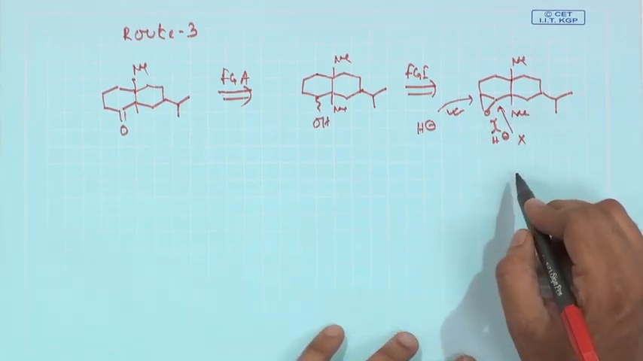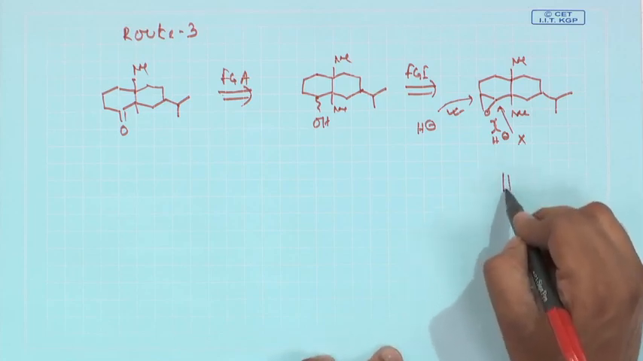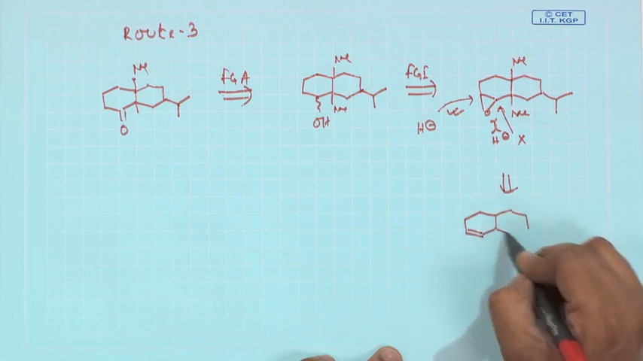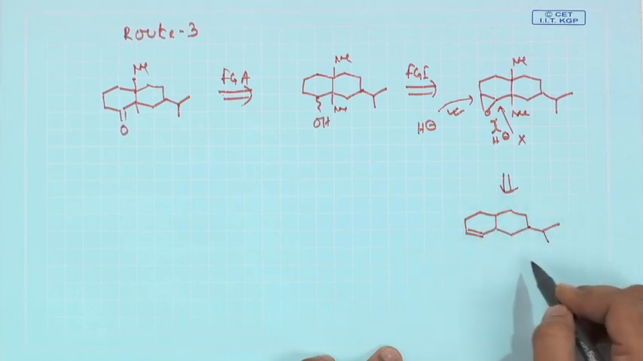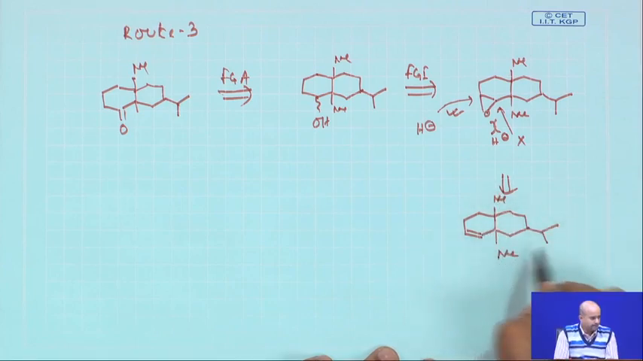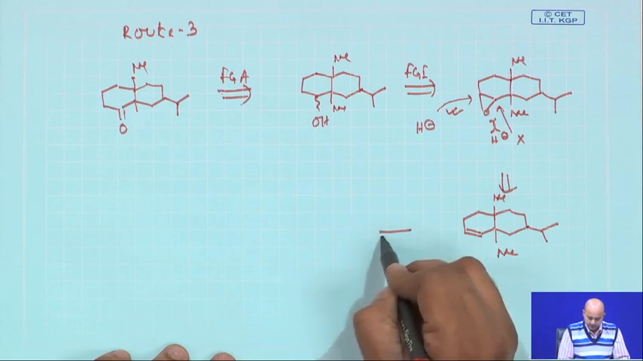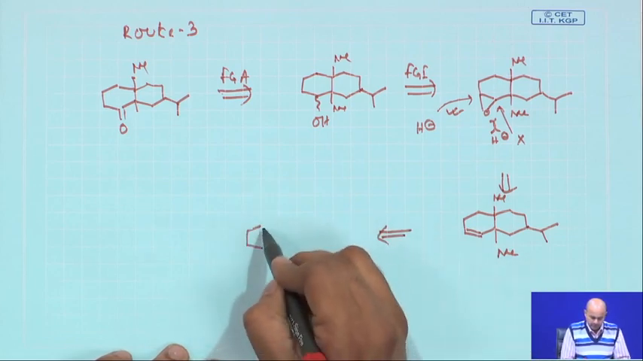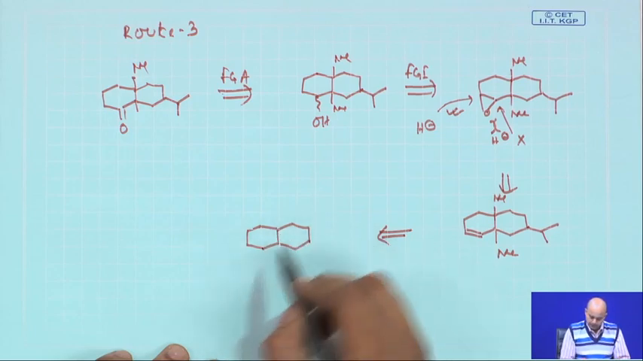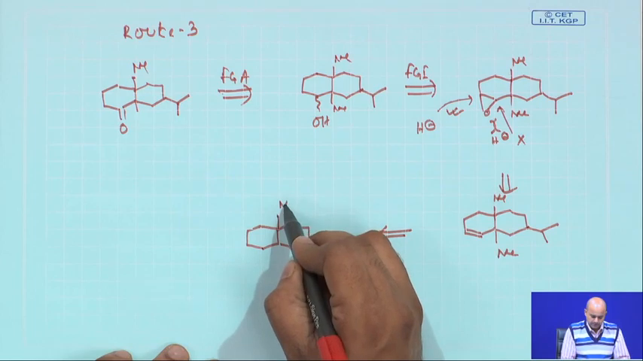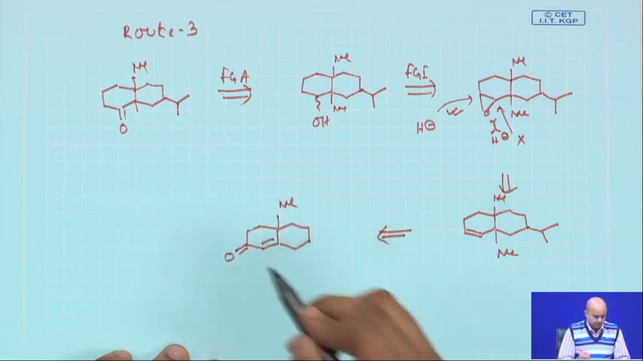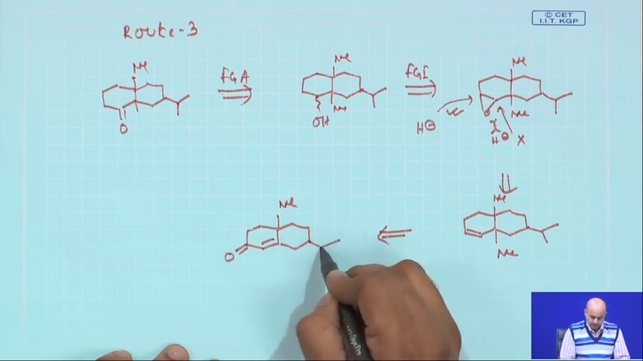Now, how to access this epoxide? For this epoxide, definitely you need a double bond, something like this, with these two methyl groups. And if you have this double bond, you can basically formulate another reaction, which is our known Robinson annulation.